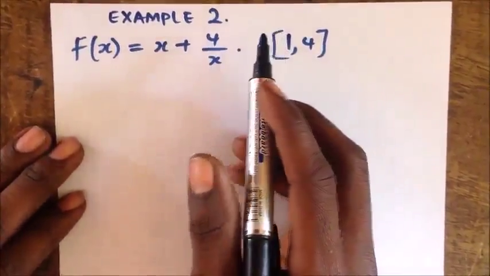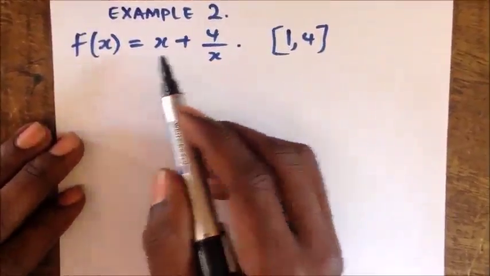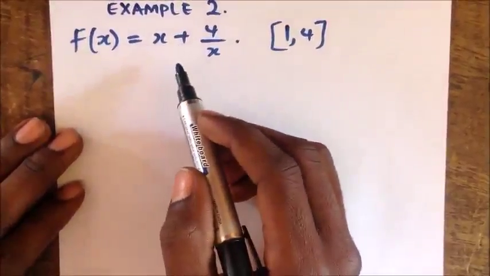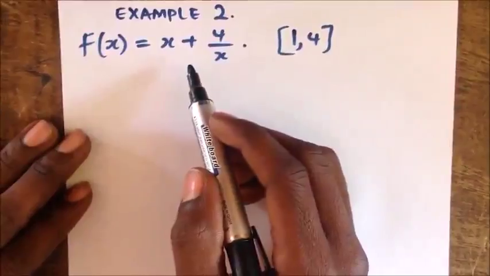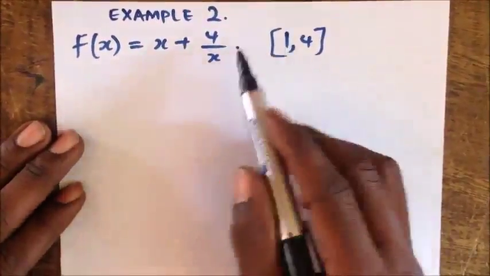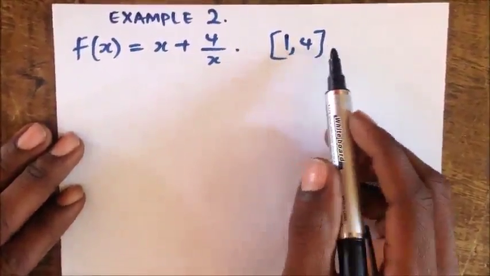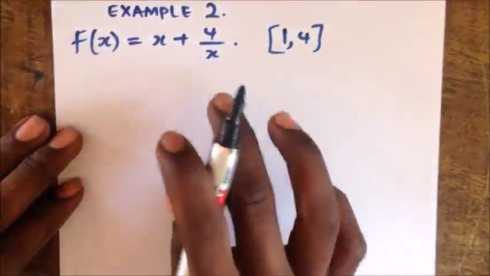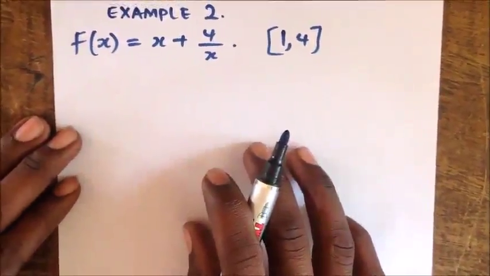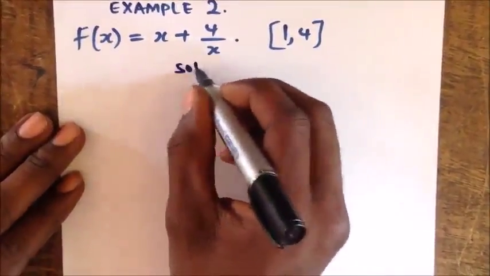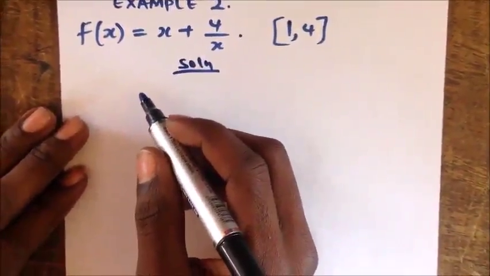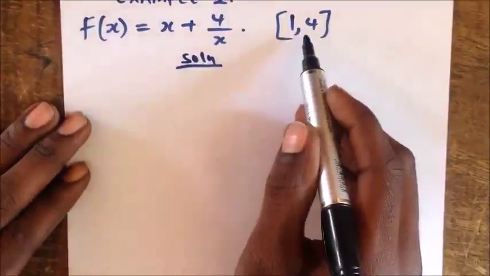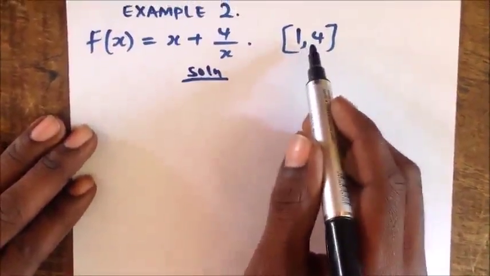Example 2. We are asked to prove that this function satisfies the hypothesis of the mean value theorem and also to find the number c that exists in the interval 1, 4. So to prove that this function satisfies the hypothesis of the mean value theorem, solution. We know that the function must be continuous on this interval and differentiable on the open interval.